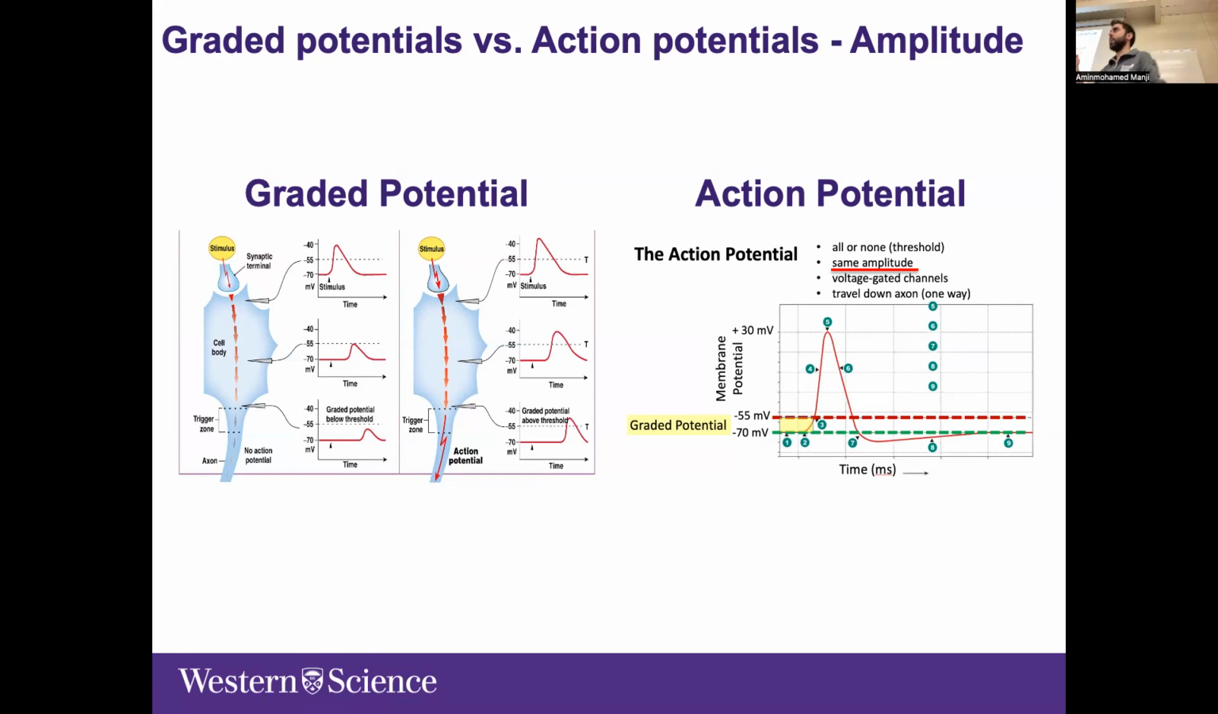Mechanically gated, absolutely. For example, if something is touching my arm, that is a mechanical stimulation. That is physically deforming the membrane of those cells. That is mechanically gated channels. Chemically gated, for example, taste or smell. Those are chemicals that are literally moving onto my tongue or into my nose and binding to receptors. Those are going to open other sets of ion channels and allow influx of ions to come in. So that's a big difference. Graded potentials are mechanically and chemically gated channels. Action potentials are voltage gated.